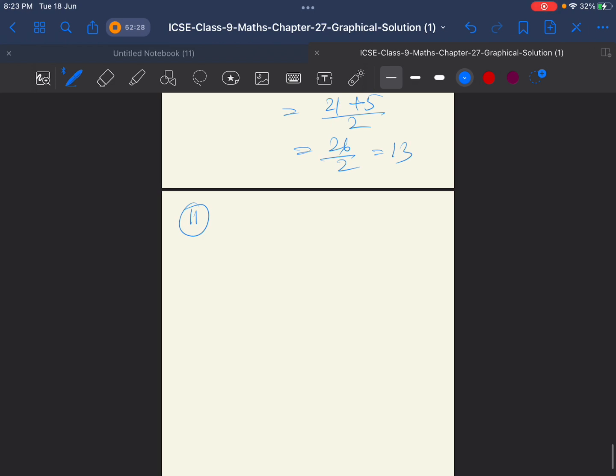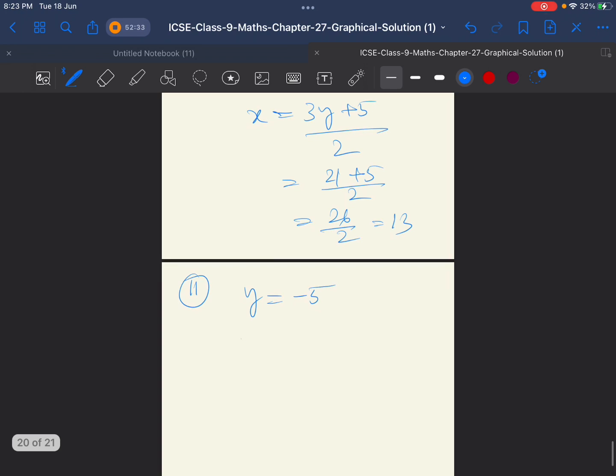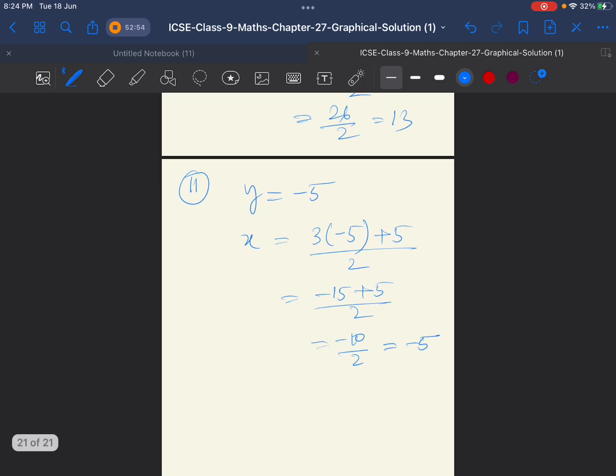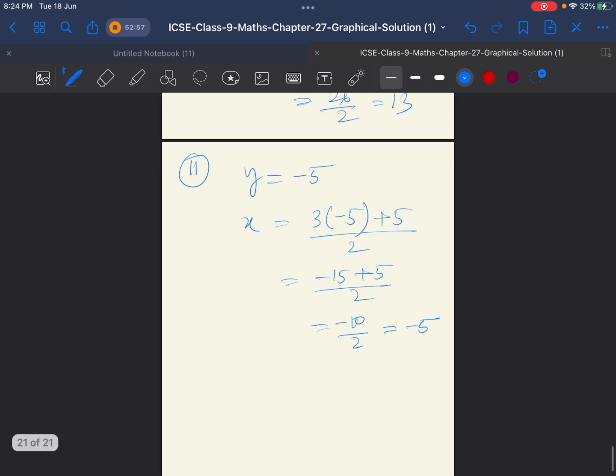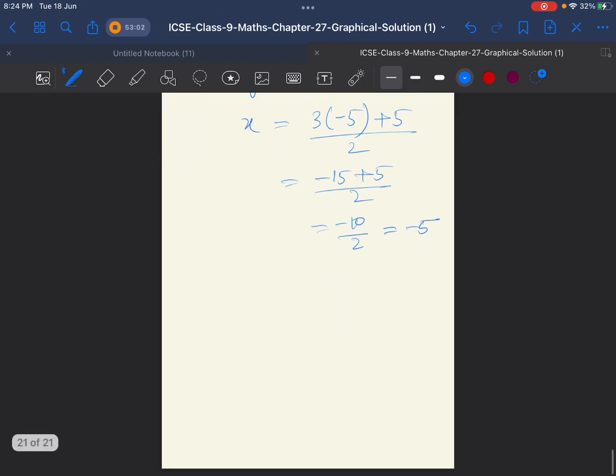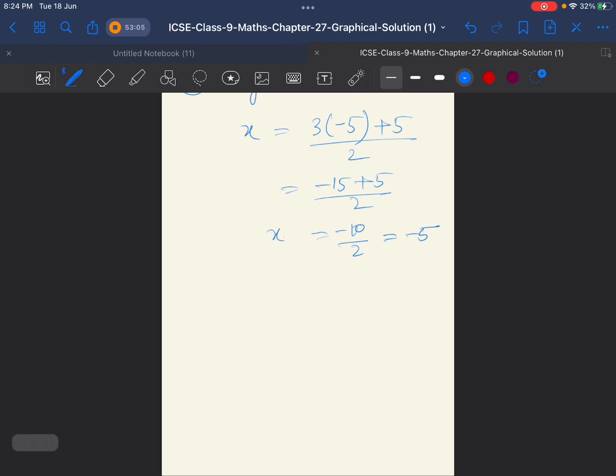Then second question, when y equals minus 5, here we put 3y equals minus 5, so (minus 15 plus 5) by 2. So this is minus 10 by 2, minus 5. Okay, so when y equals minus 5, x is minus 5.